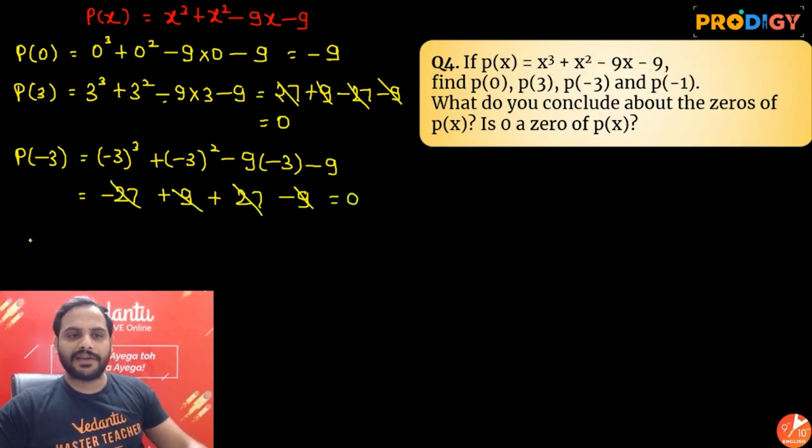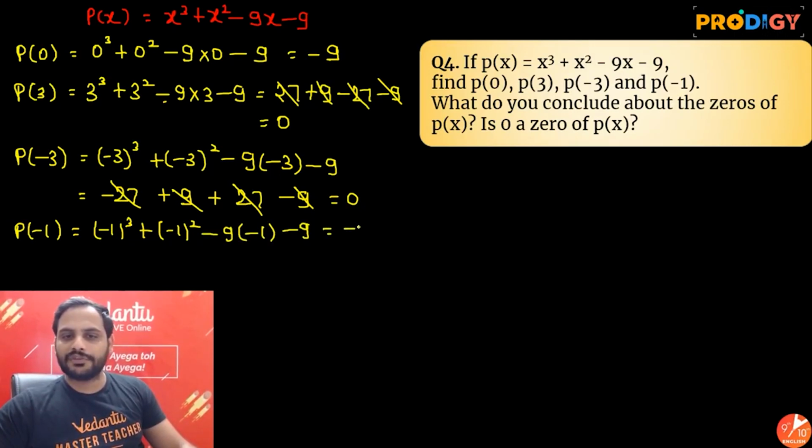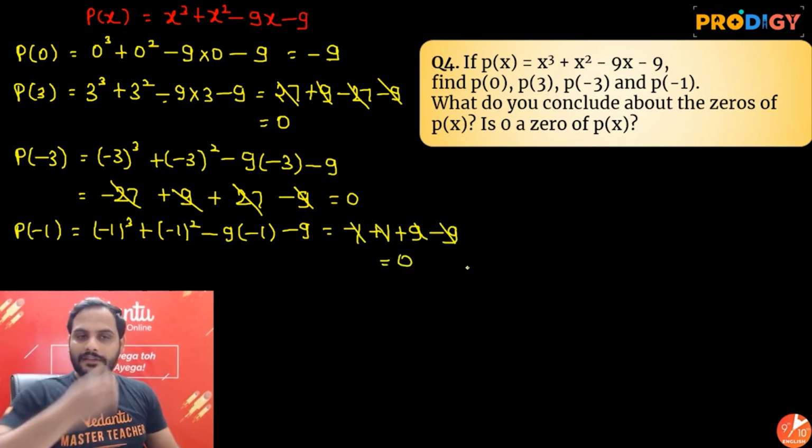And the last one, P of minus 1. So P of minus 1 will be equal to minus 1 cube plus minus 1 square minus 9 into minus 1 minus 9. So minus 1 cube is minus 1, minus 1 square is plus 1, minus 9 into minus 1, negative into negative is positive, so plus 9, and then minus 9. Again everything got cancelled, here also the answer is 0.